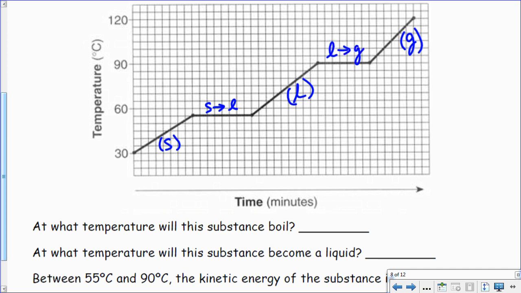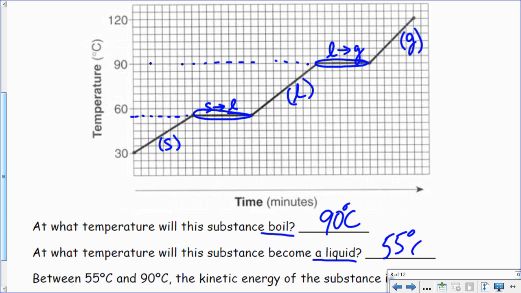Okay, so now it says, what temperature does a substance boil? Boiling is going from liquid to gas, so that's here. If I follow the dotted line over, I see 90 degrees. At what temperature will this substance become a liquid? Now, this question isn't so good because if I was cooling, I'd become a liquid at a different place. But because it's a heating curve, we're going to go from solid to liquid. So here is where I'm going to turn into a liquid, and that would be 55 degrees Celsius.